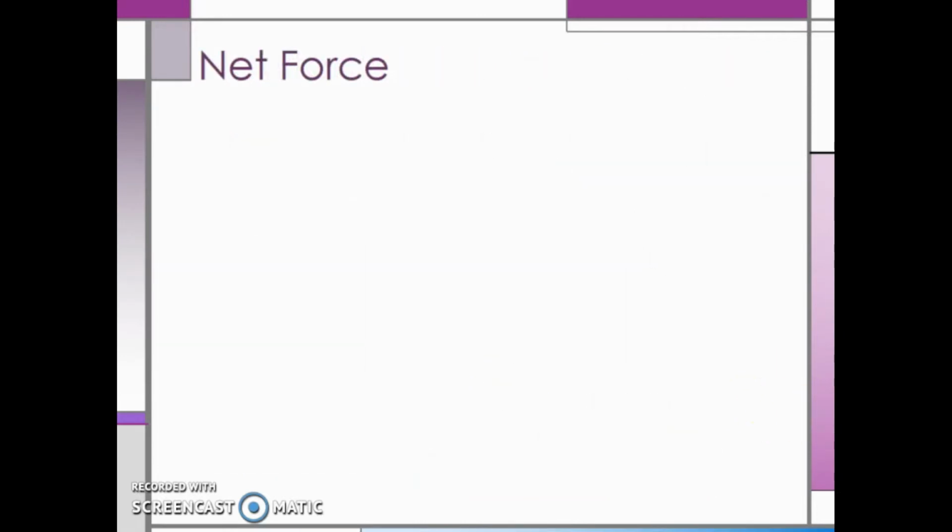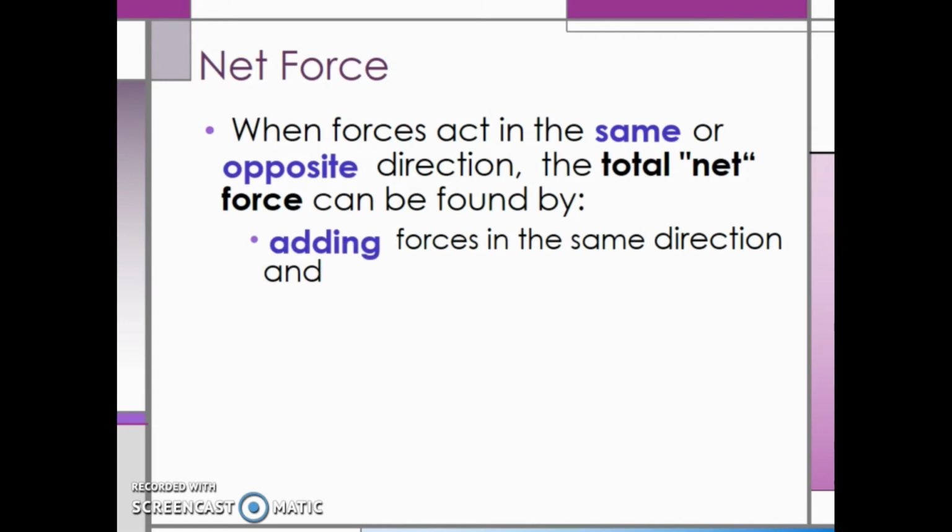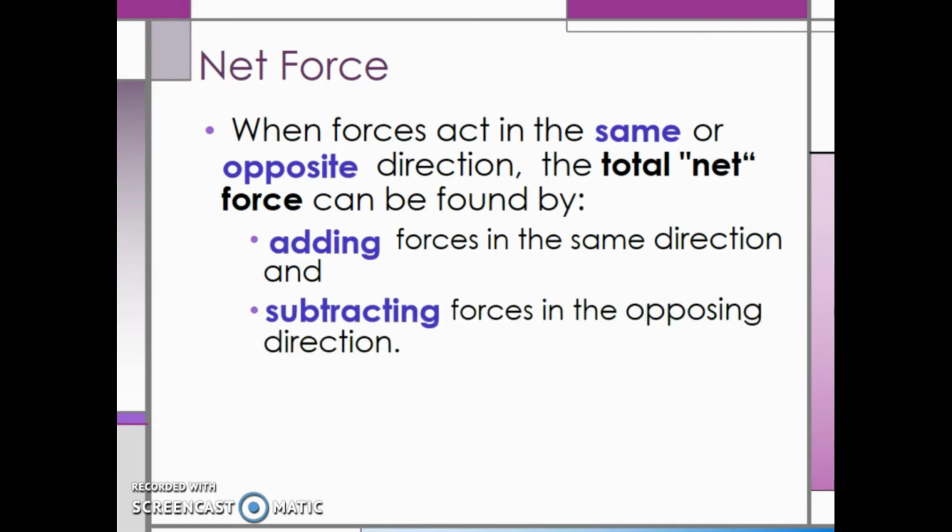Now that we've talked about the law of action-reaction, we will turn our discussion to net force in one dimension. When forces act in the same or opposite directions, the total or net force can be found by adding the forces acting in the same direction and subtracting the forces acting in opposite directions. In the next video, we will look at a few examples where we calculate net force in one dimension.